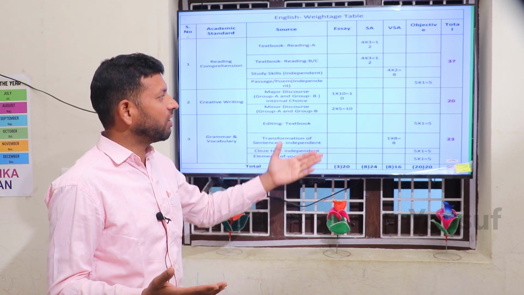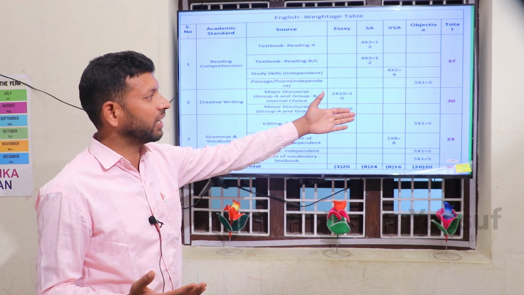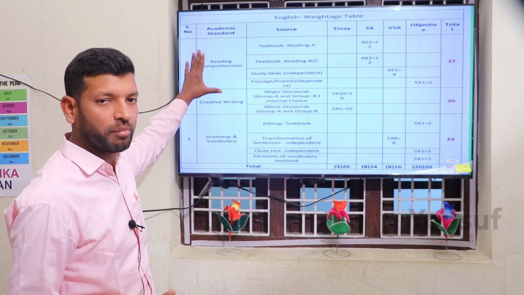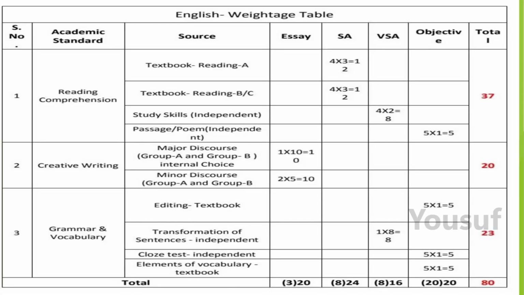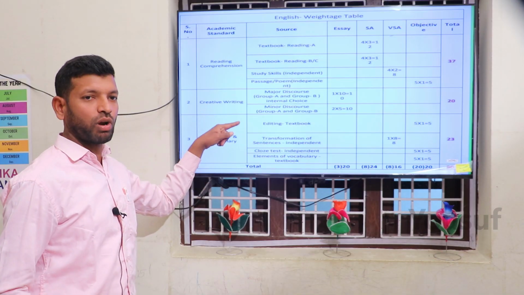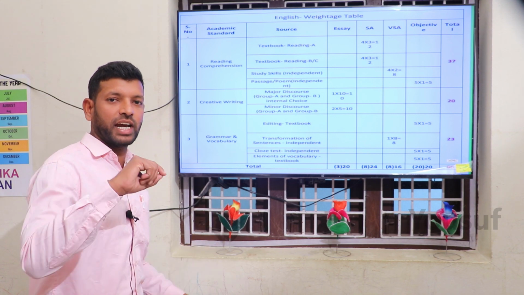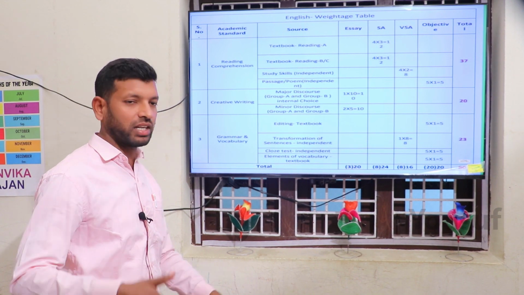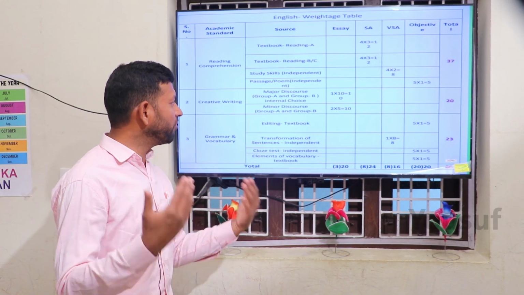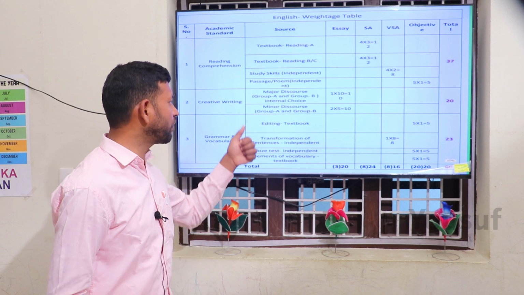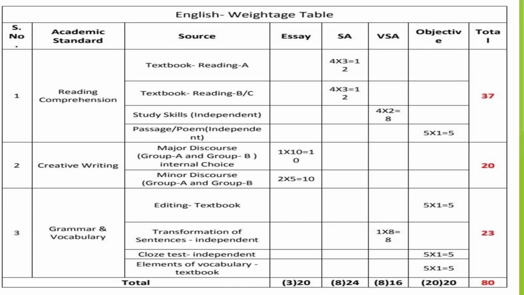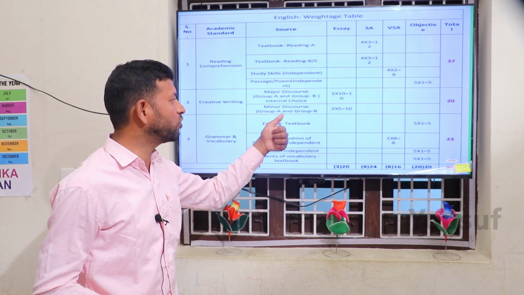So based on that we will get 4 to 8 marks, and then the total for reading comprehension we are going to get is 37 marks. Let us come to the creative writing. You know all about creative writing. It is about the major discourse and the minor discourse. From where are we going to get a major discourse? From group A and group B. It's an internal choice, so there will be 2 and one we have to answer.